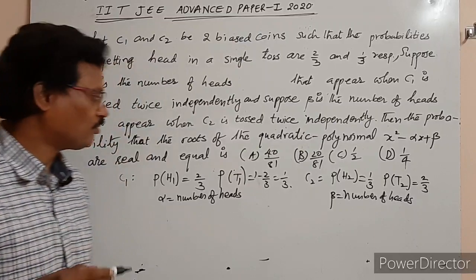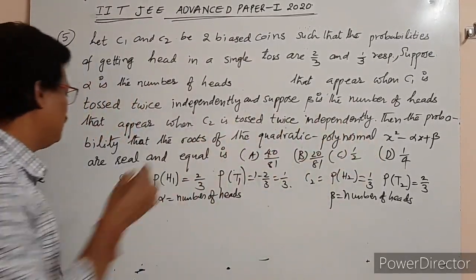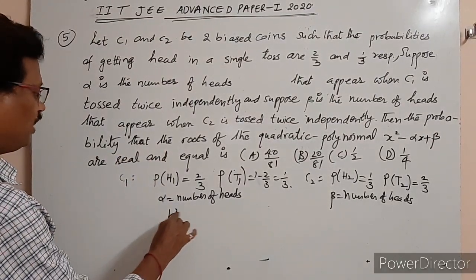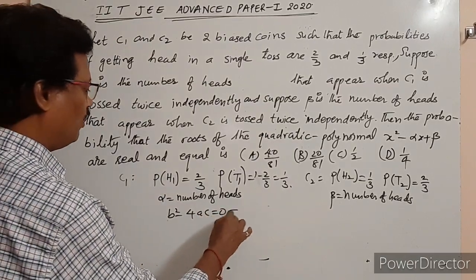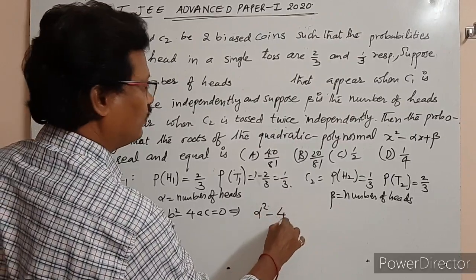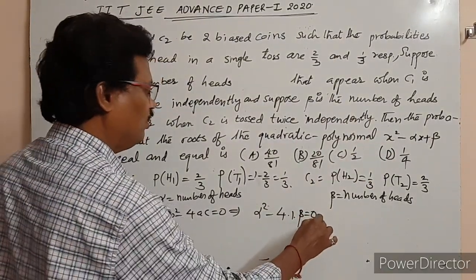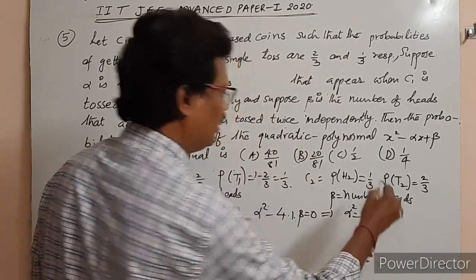Now see what they have given: the roots of this equation are real and equal. Therefore b square minus 4ac is equal to 0. What is b square? Alpha square minus 4, where a is 1 and c is beta, is equal to 0. This implies alpha square is equal to 4 beta.